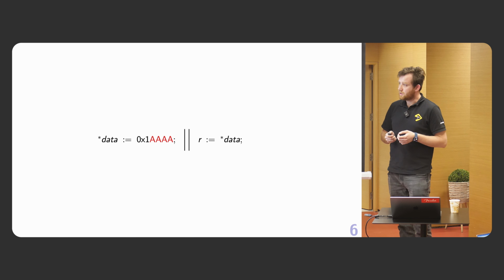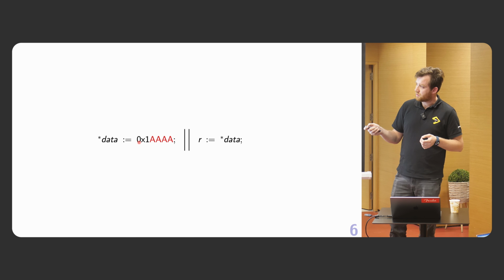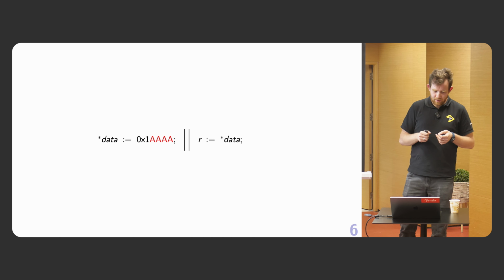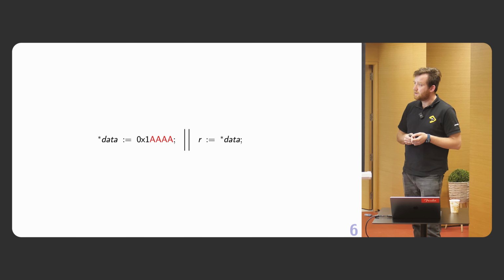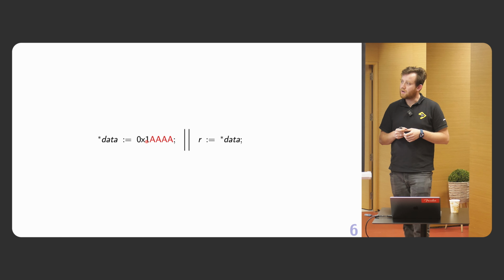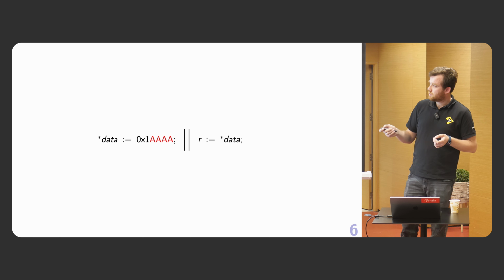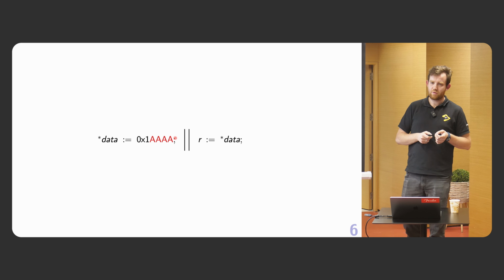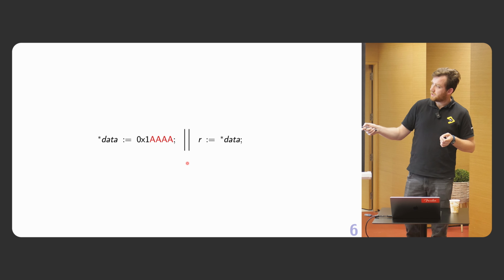For example, if the data we are trying to write to the location data is bigger than a machine word, then it may happen that this write will be split into two writes in memory, and this will allow the right thread to read something which is neither this value nor the initial value which was written to the location data.